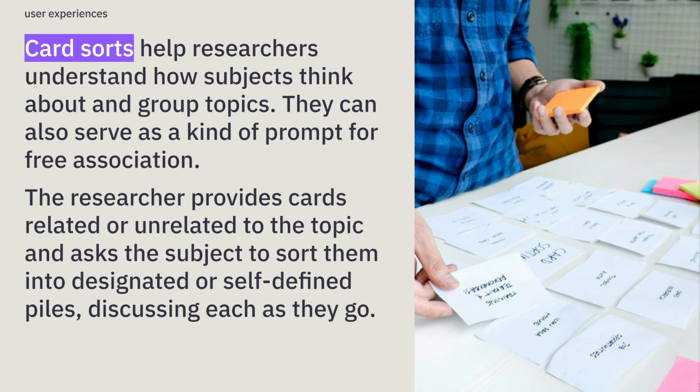Oftentimes, you'll be surprised in what words or what themes users group together, but you might define some categories depending on your design context. For example, if you're designing a website for e-commerce, you might give the user cards with all the different products that you might be selling on the website and then ask them to categorize those. That would help you understand how your audience expects to navigate through the products on the website and helps you design your information architecture to match their mental model.